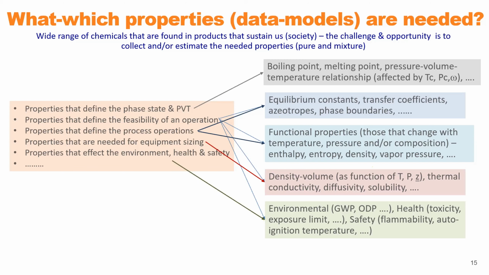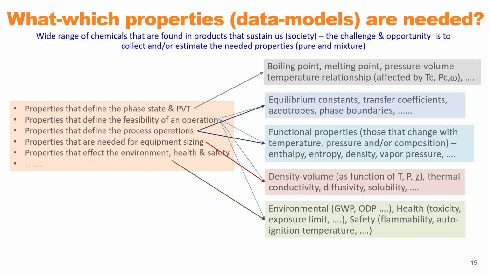And then finally, the environmental health safety: the global warming potential, ozone depletion, toxicity, exposure limit, flammability, auto-ignition temperature, and many more. Those will help us to study the effect of environmental health safety and so on. So these are the properties we need.